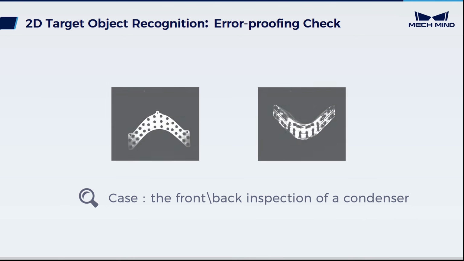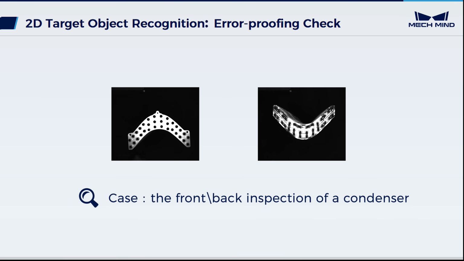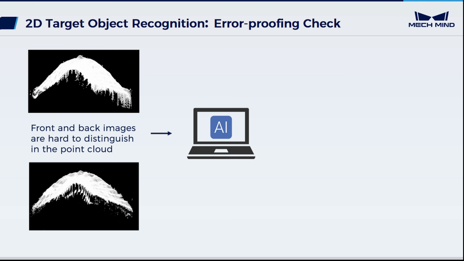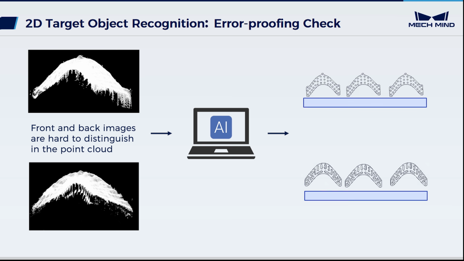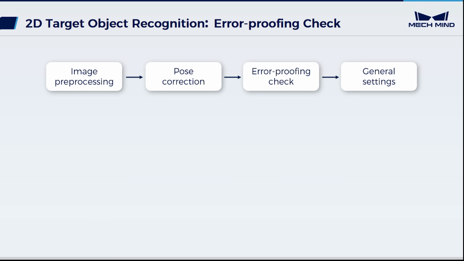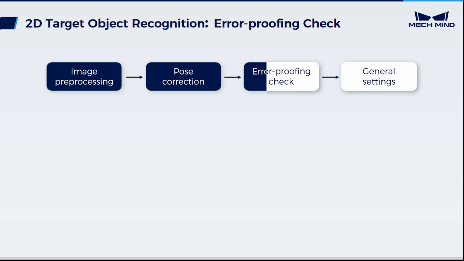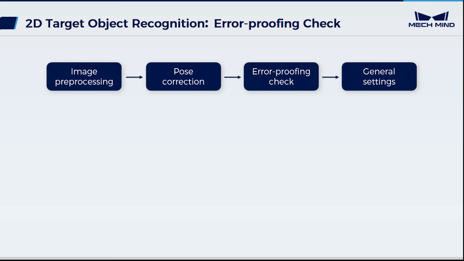Next, we will take the front-back inspection of a condenser as an example. When the front and back sides of the condenser are hard to distinguish in the point cloud, AI acquires distinguishing details from the 2D image, so that the robot can sort and place the target objects based on their orientation. In this scenario, the overall recognition process includes image preprocessing, pose correction, error-proofing check, and general settings.